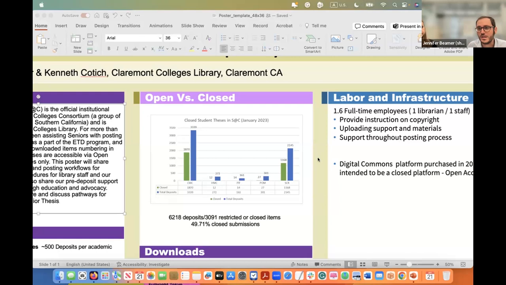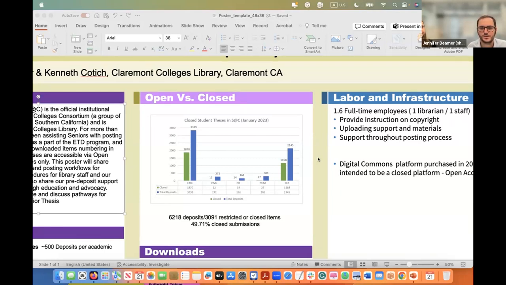With CMC and Scripps being the two mandated schools, there's, of course, a higher amount of deposits per academic year from these institutions. And we're seeing almost about half actually be released closed, meaning the students won't be able to access them later when they can't access their email and all that. And then, of course, people from the outside world who see it pop up in Google Scholar can't access the paper as well.